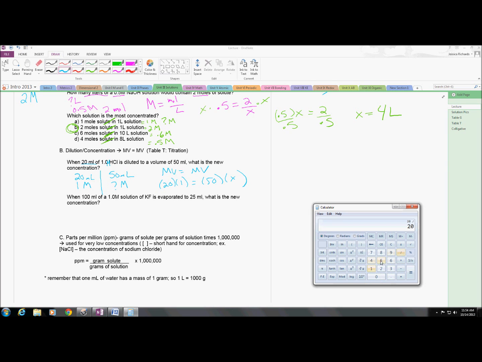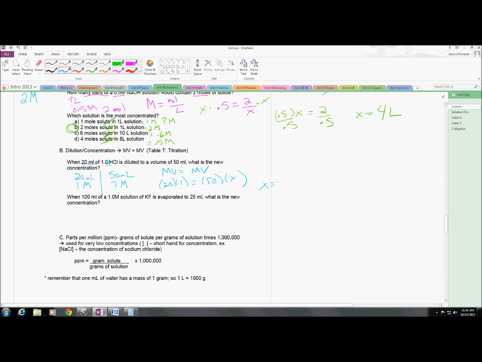20 divided by 50, and we have 0.4. Now the units that we used, this was a volume, it was the milliliters, so that's your molarity. And it's as simple as that.